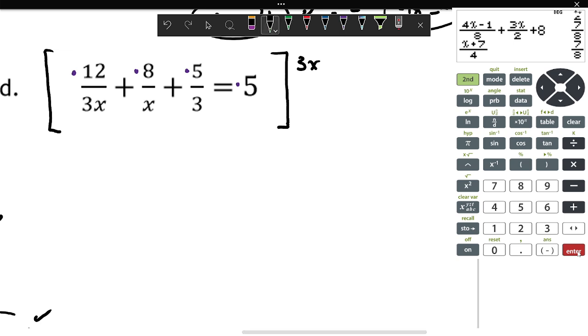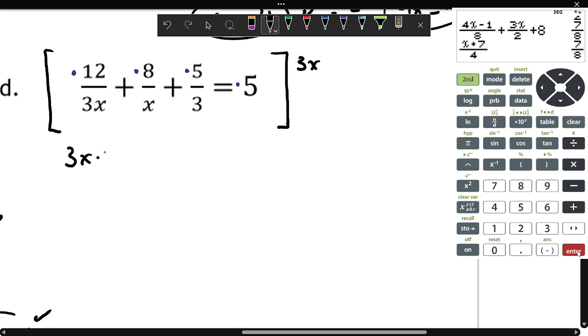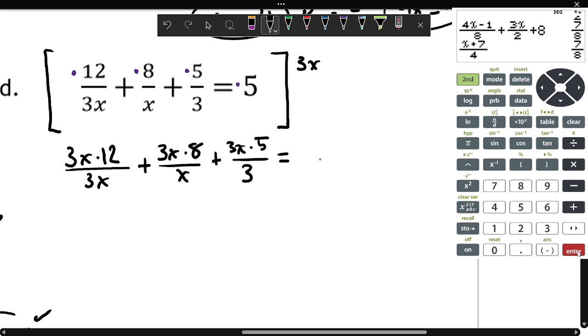My numerator is 3x times 12 over 3x. So that's the first purple dot. Plus 3x times 8 over x. And then plus 3x times 5 over 3. And then finally on the right-hand side, I have 3x times 5.